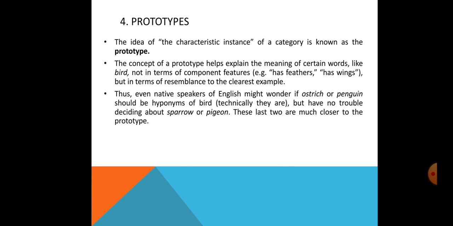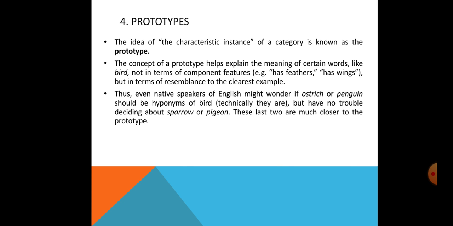Meanwhile, prototype is the idea that the characteristic instance of a category is known as the prototype. The concept of a prototype explains the meaning of certain words like bird. Bird, not in terms of component features, has feathers, has wings, but in terms of resemblance to the clearest example. Thus, even native speakers of English might wonder if ostrich or penguin should be a hyponym of bird, but have no trouble deciding about sparrow or pigeon. These last two are much closer to the prototype.